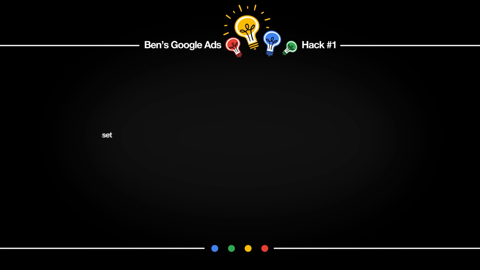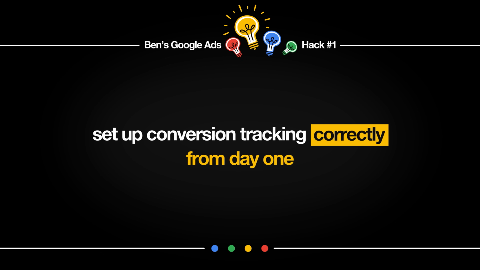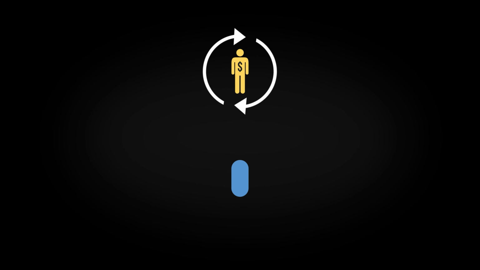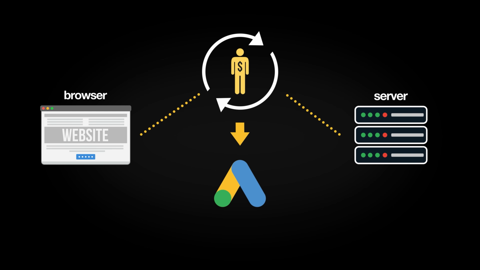Hack number 1 is to set up conversion tracking correctly from day one. Now, most beginners mess this up and they underestimate how important it is. You need to do this properly. You need to make sure that you have both browser and server-side tracking set up.